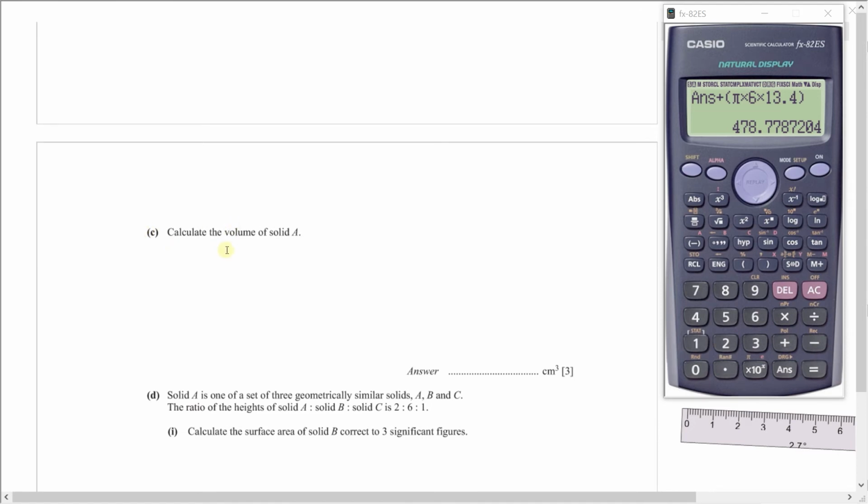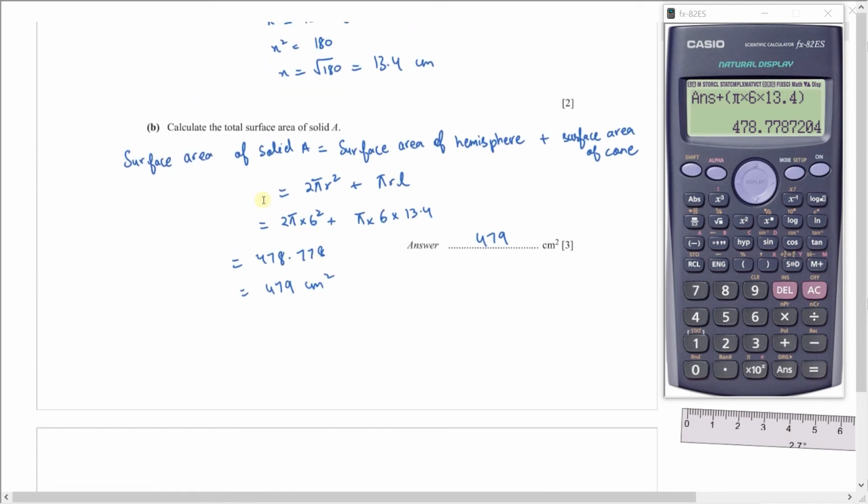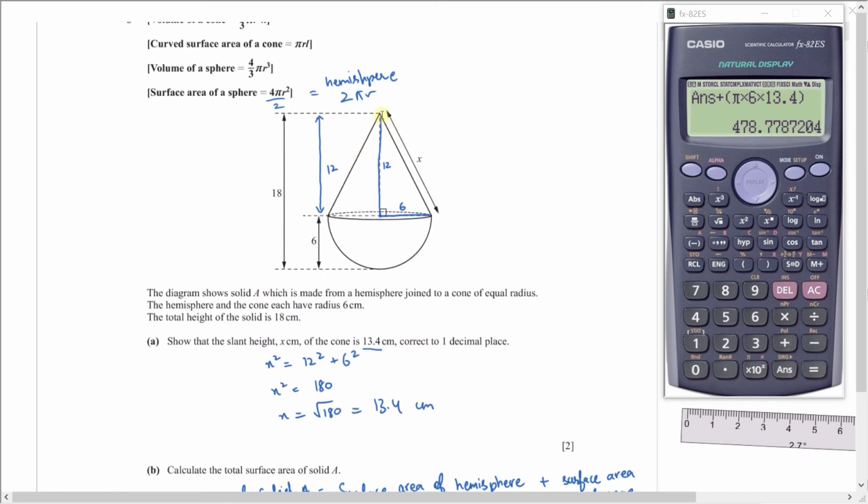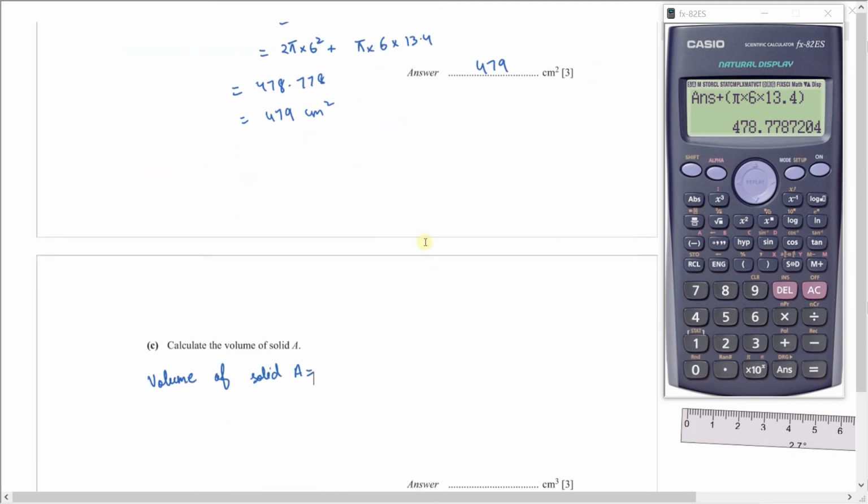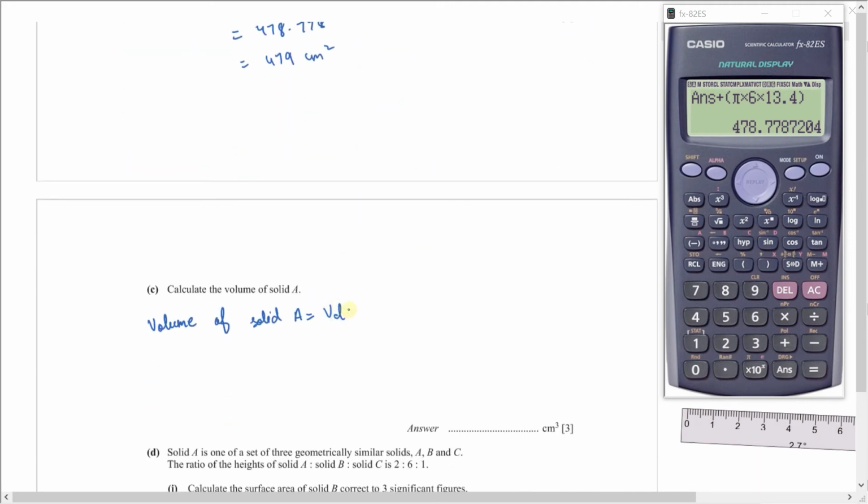Part C is calculate the volume of solid A. So the volume of solid A will be similar to how we calculated the surface area. The volume of the full solid will be the volume of this cone plus the volume of this hemisphere. So again, volume of hemisphere plus the volume of cone.